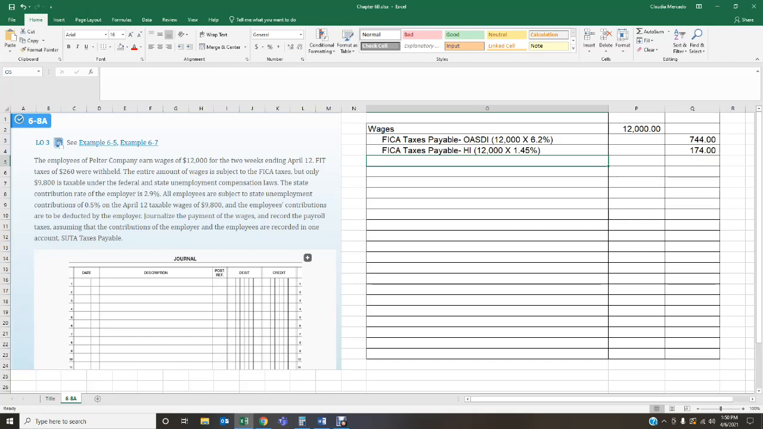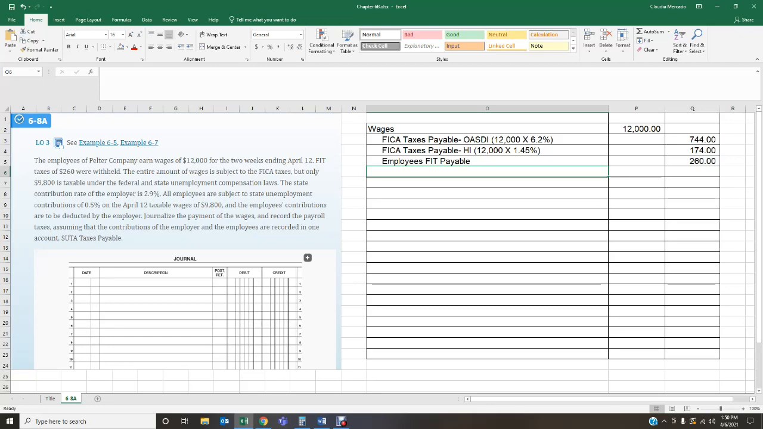Okay. Now, what else is going to be deducted? Well, the employees also have to pay federal income tax. So we're going to put that into the employees' federal income tax payable account. Now, this number is given. It's provided to you right here. It says federal income taxes of $260 were withheld. Okay, so that number is given to you. We don't have to do any calculations.